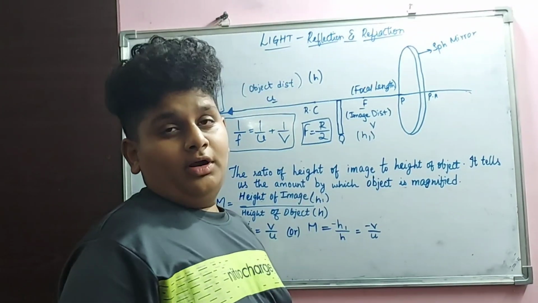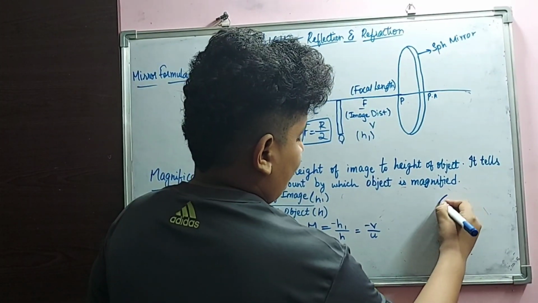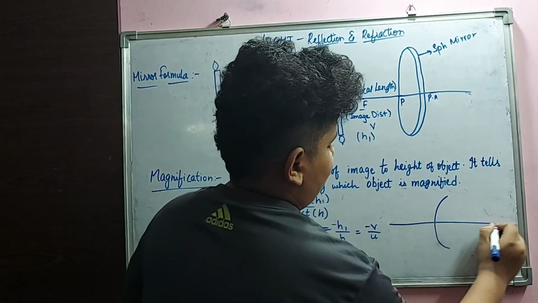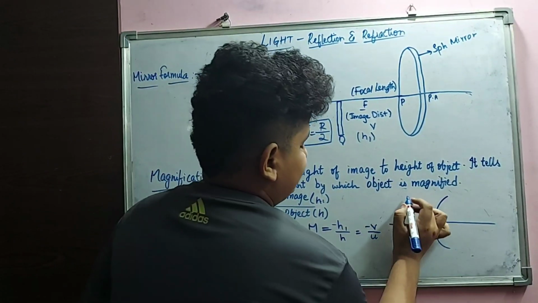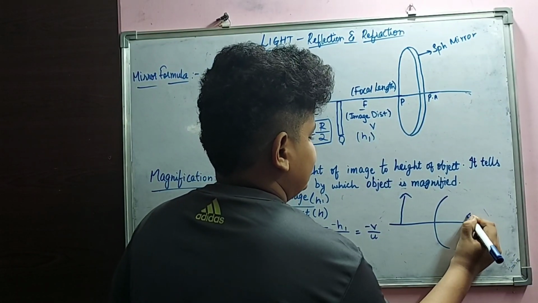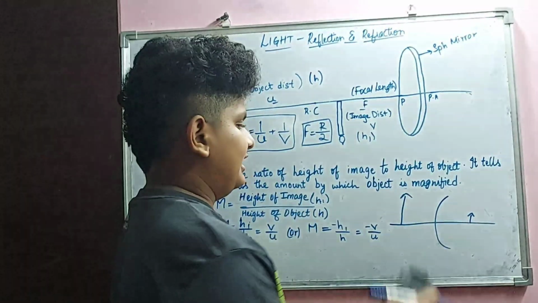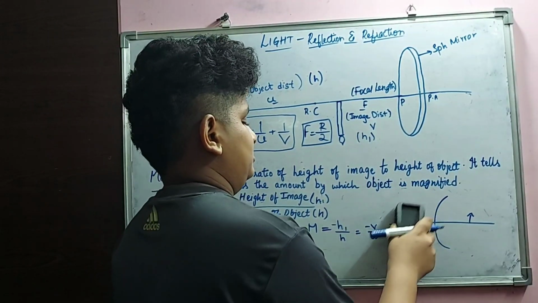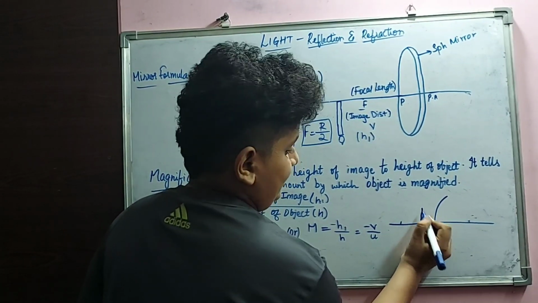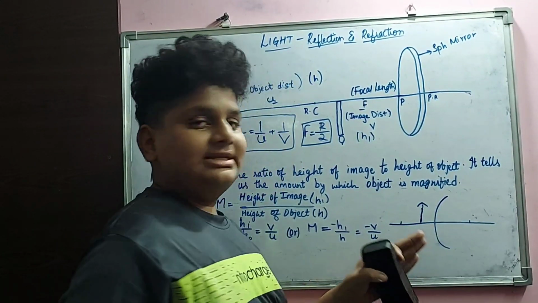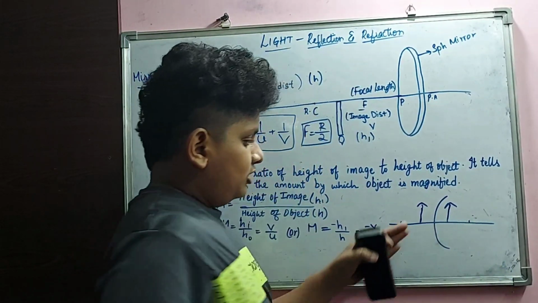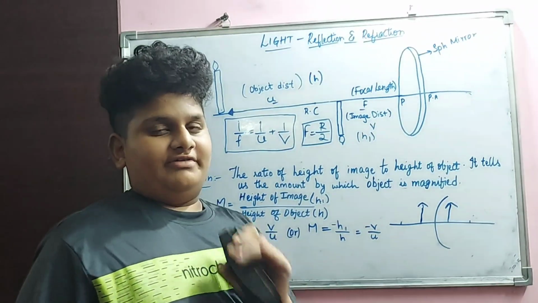Now let's see our convex mirror. Here is a convex mirror, and this is the principal axis. If this is the object, then the image formed is small and diminished. And the second type is of the same size. If the object is placed near the mirror, the image formed will be equal. So both sizes are the same in the convex mirror.